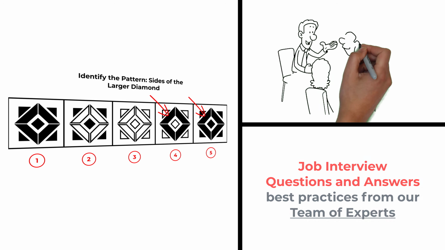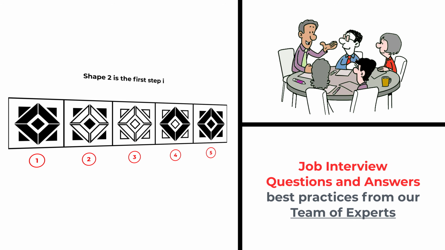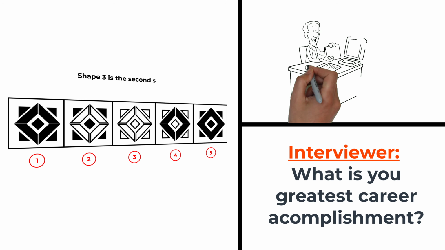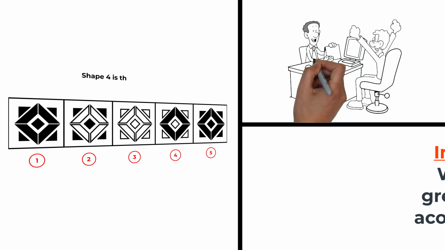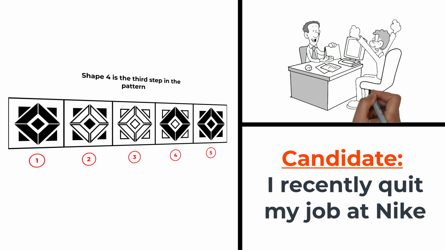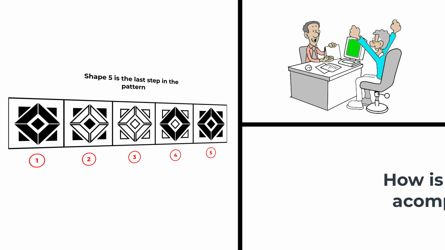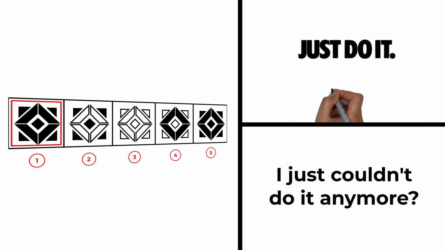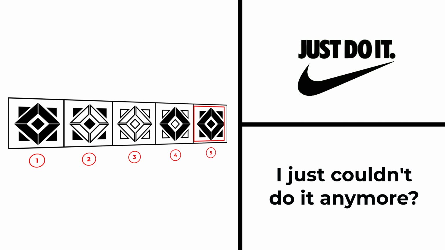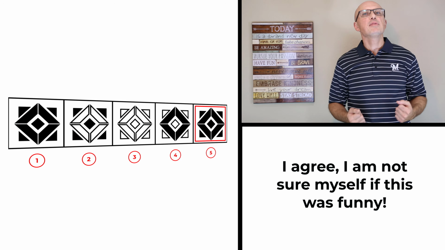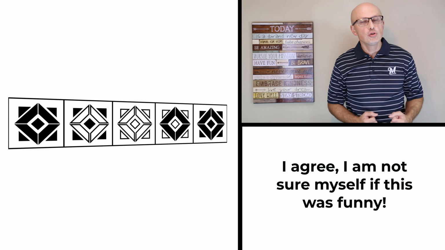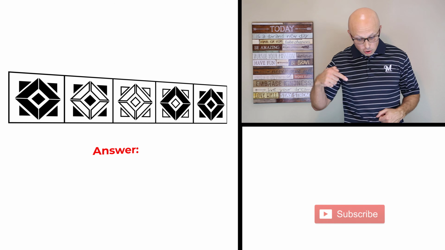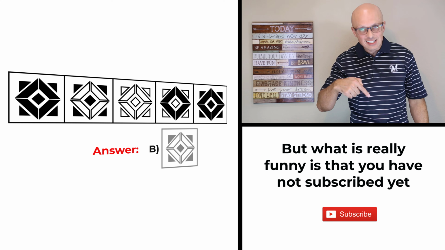Let's recap. Shape 2 is the first shape in the pattern, shape 3 is the second shape in the pattern, shape 4 is the third shape in the pattern, and then shape 5 is the 4th and last step in the pattern. If you look closely at shape 1 in the picture, you see that this represents the last shape in the pattern. So the correct choice here for shape 6 would be to select the first shape in the pattern, which is the matching answer for choice B.